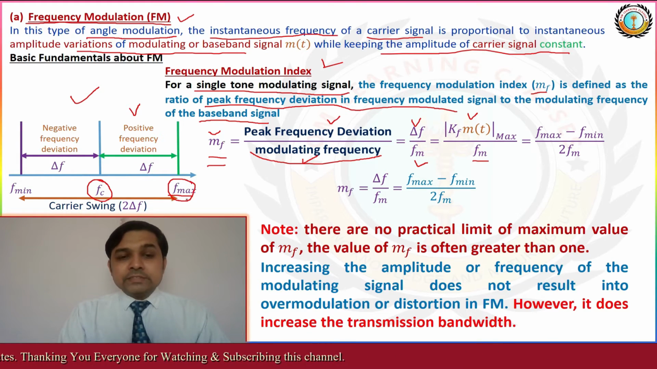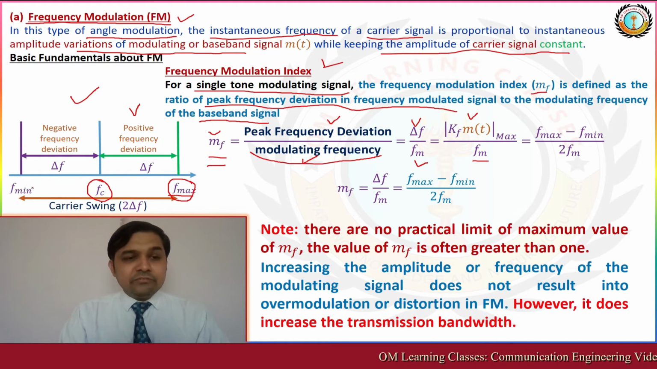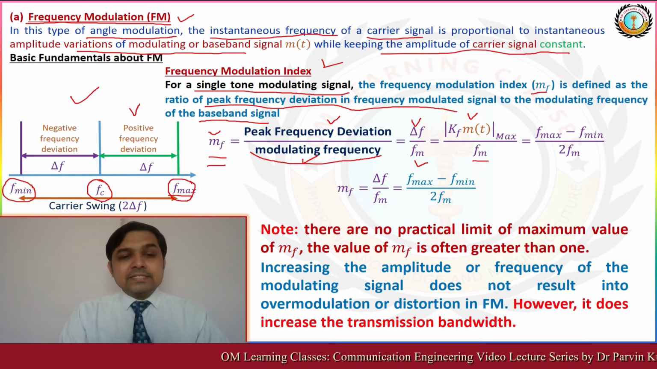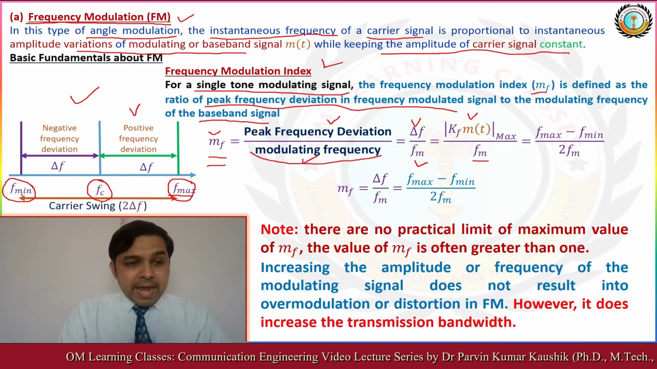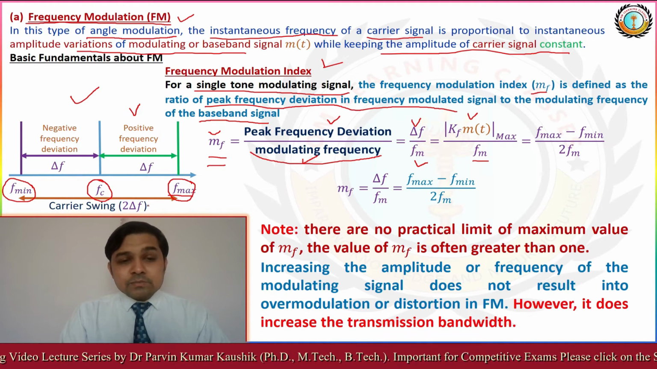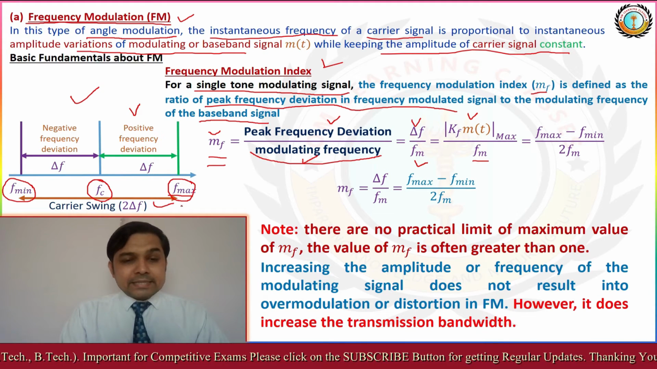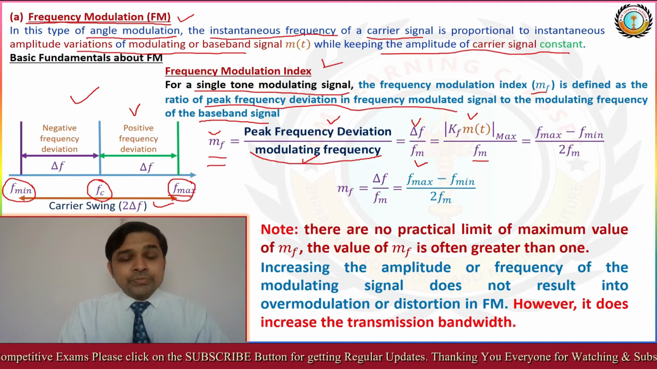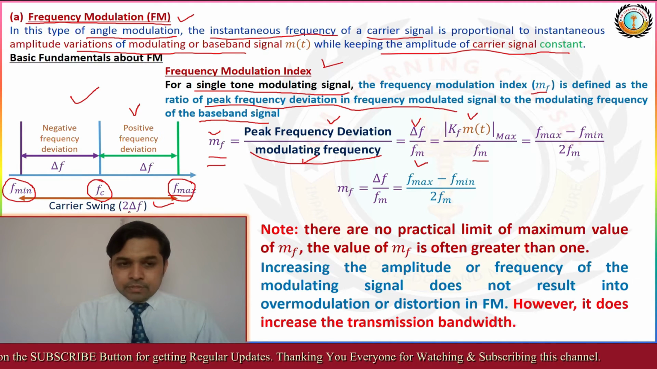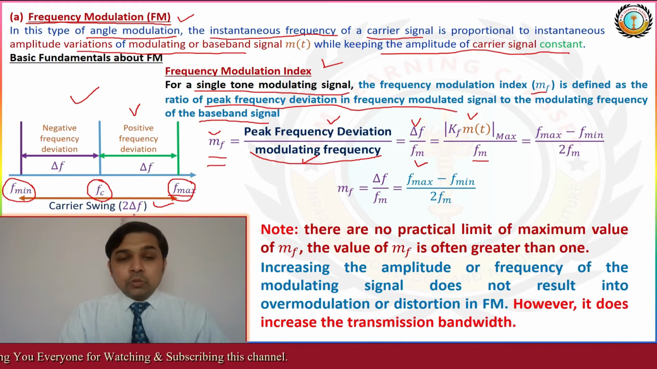and by providing a positive frequency deviation, we get the maximum frequency in the frequency modulated wave. Similarly, if the Fc is considered with negative frequency deviation, then we find the minimum frequency in the frequency modulated wave, and by considering both F maximum and F minimum, that becomes the carrier swing that is equivalent to 2 delta F. So we can say that 2 delta F is equal to F maximum minus F minimum.